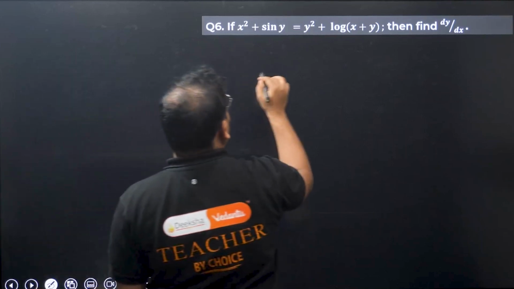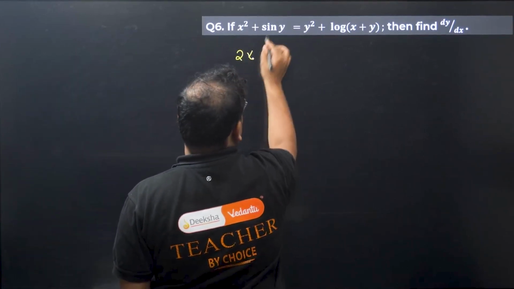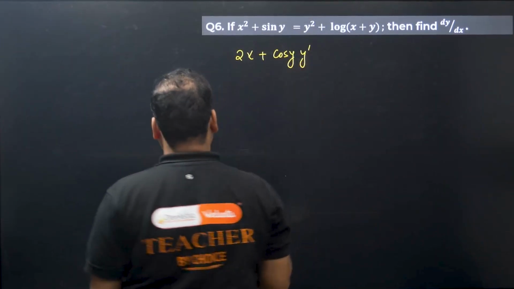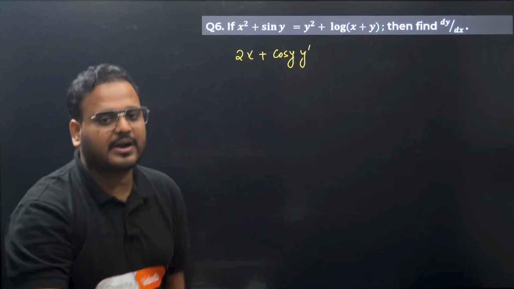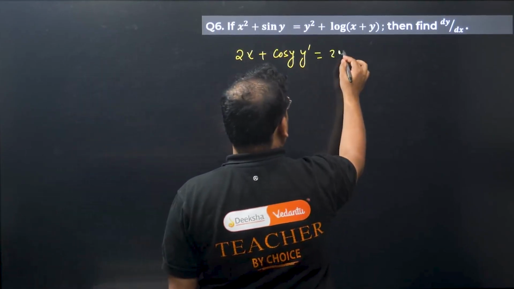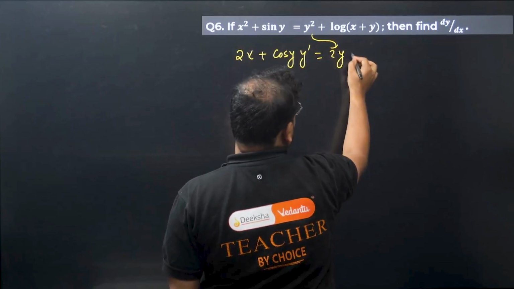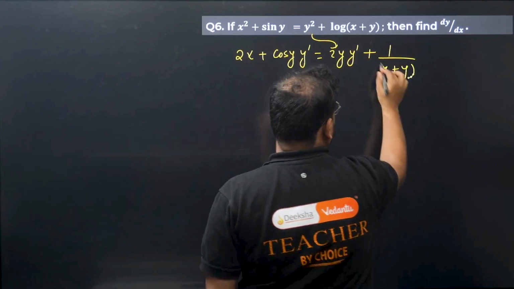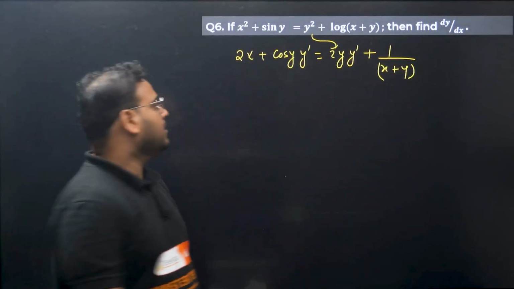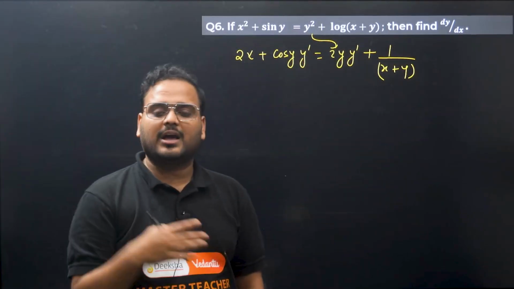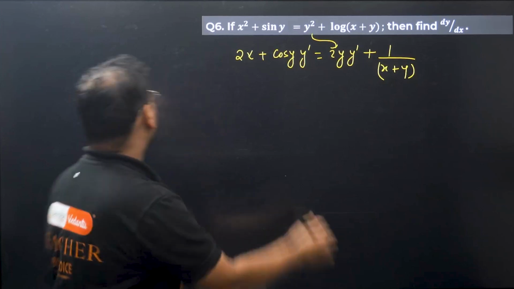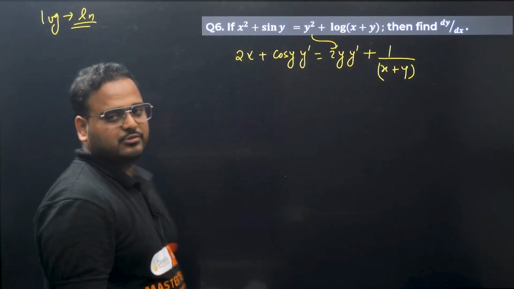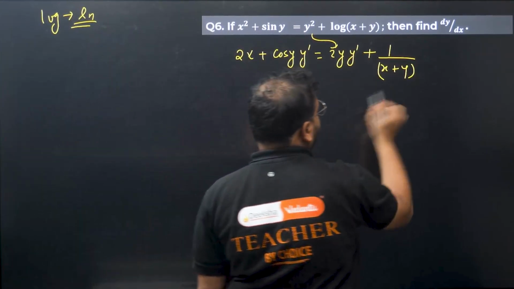So what I get for this, differentiation of this will become 2x. Plus sine y will become cos y. Is it over? No. Right here y dash also. Sine y derivative is cos y, derivative of y is y dash. This side 2y is the derivative of y square, derivative of y will become again y dash. The log derivative is what? Reciprocal. Whenever in the question they say log, they actually mean natural log. In your board questions, when they say log, they mean natural log. So it is 1 by x plus y.